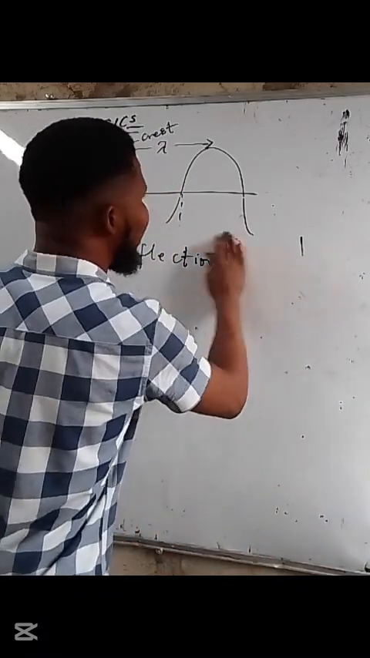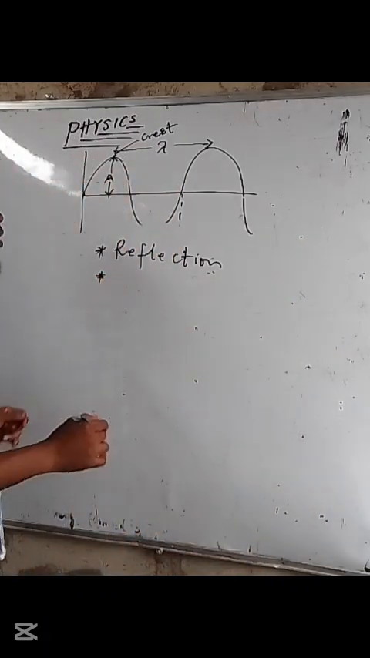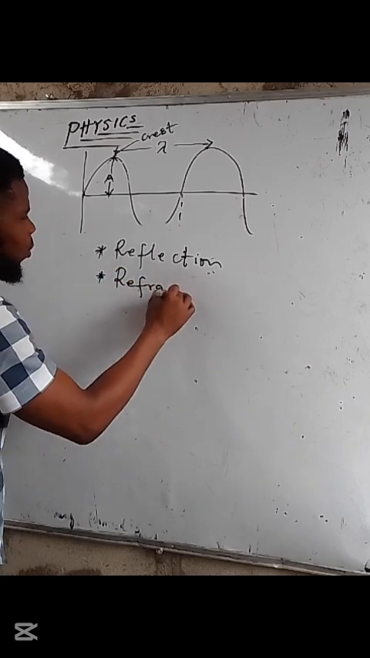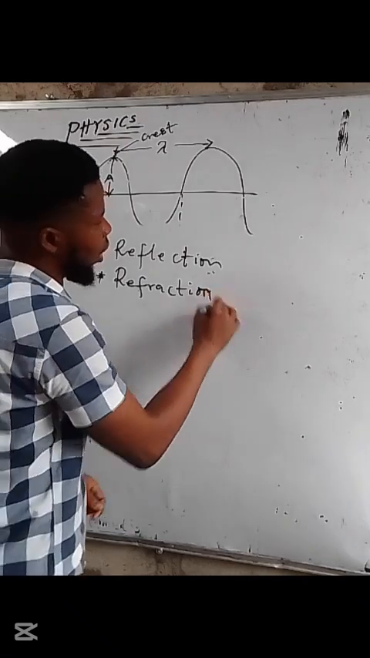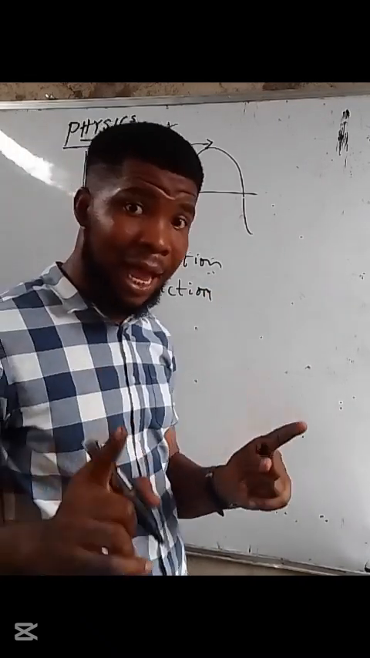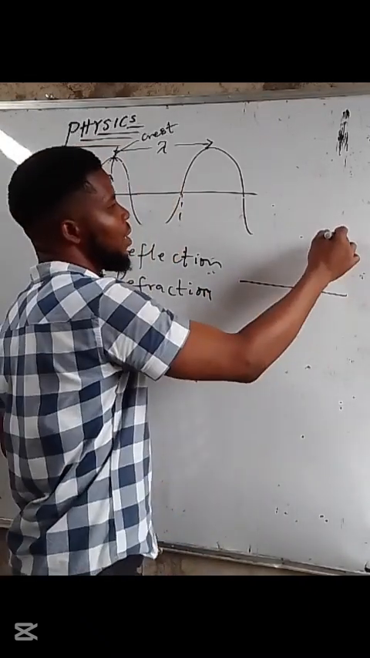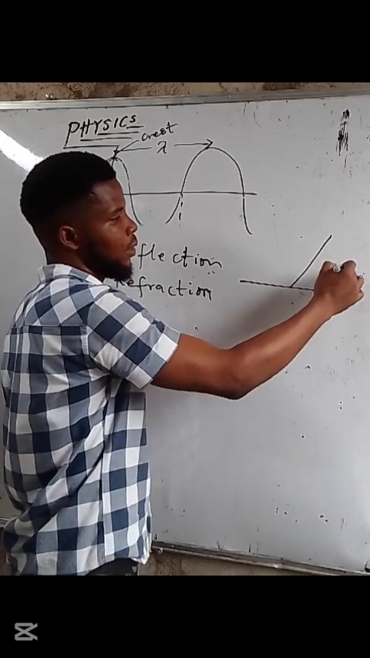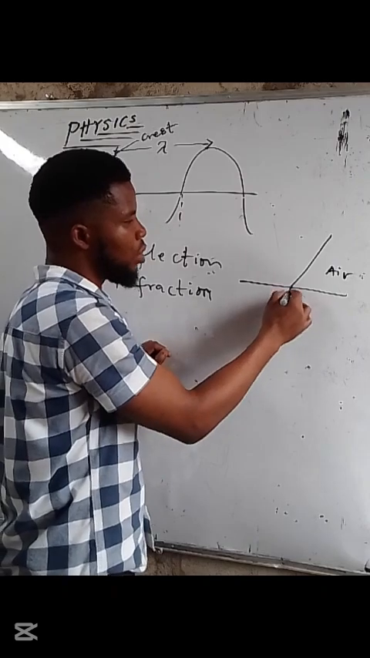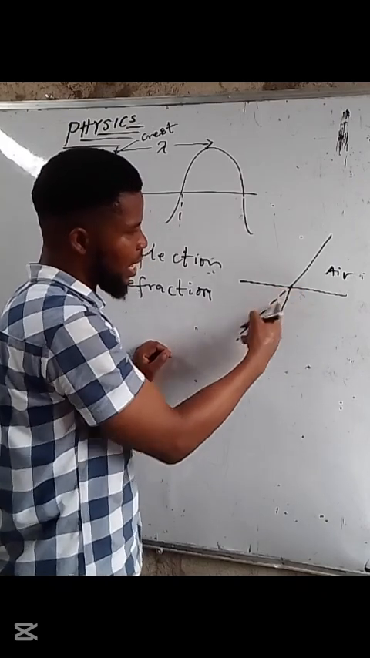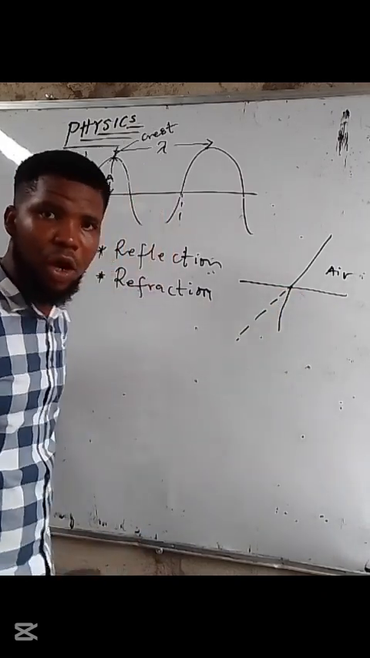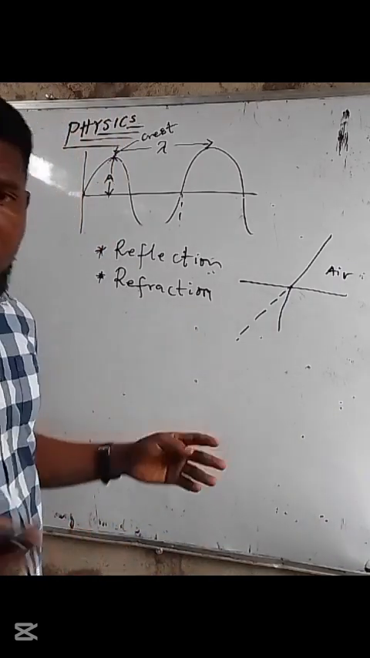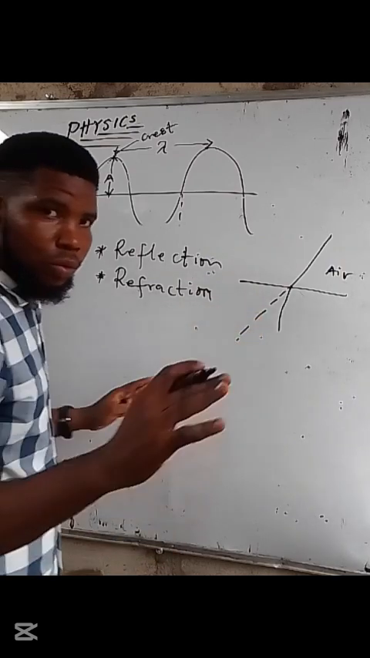Now, a wave can be refracted. What is refraction? Refraction is mostly occurring in light wave. When light travels from air into another medium, it changes direction. Can you see? This is the linear direction, but it changes direction. That procedure is called refraction. So refraction is the change in direction of wave when it travels from one medium to the other.